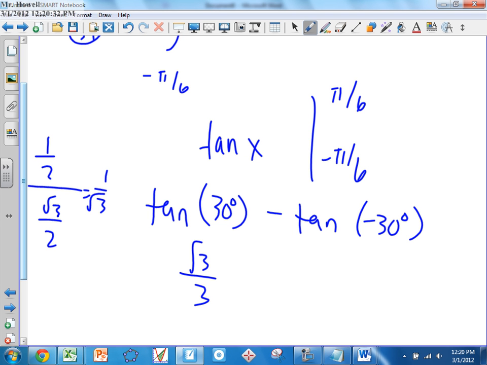You get this. And then negative tan, remember, use ASTC. Where's negative 30? Isn't it down here? That's negative 30. All Students Take Calculus, yes. This is negative 30 down here. Since this is negative 30, only cosine is positive. So you're going to be subtracting a negative.